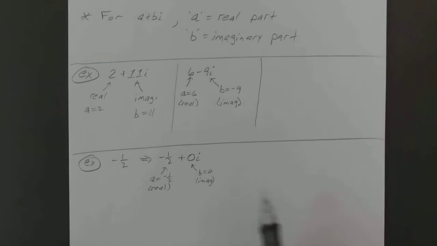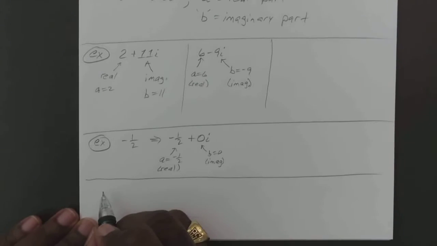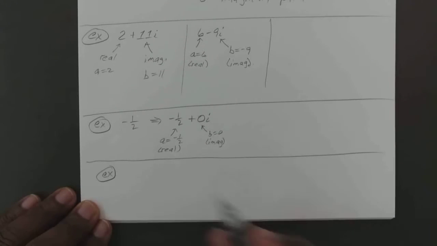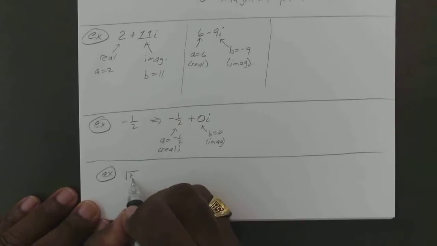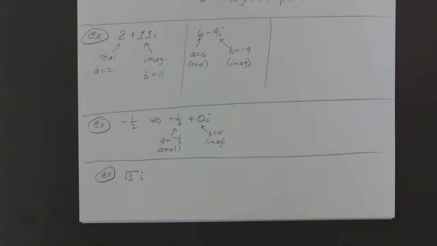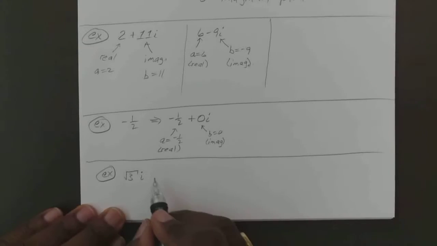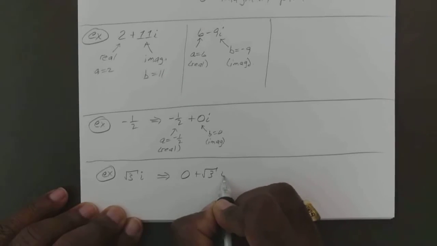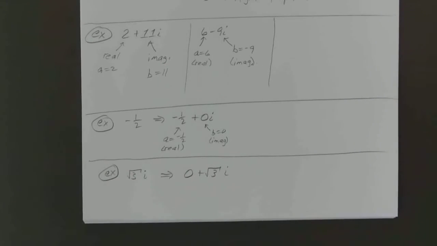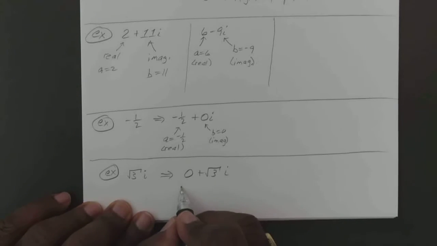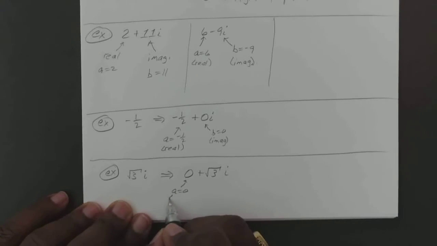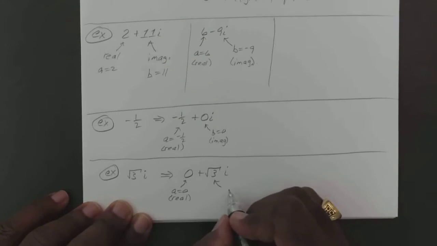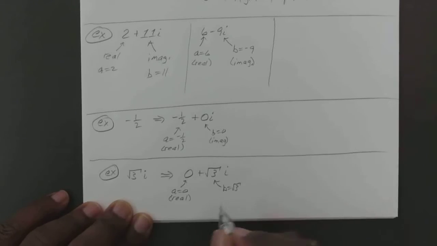Okay, so you can do the exact same thing if you had, let's say, just square root of 3i. Remember that i goes on the outside of the square root. Okay, you can actually rewrite it as 0 plus square root of 3i. Okay, where in this case, your a equals 0, that's your real part, and your b equals square root of 3, that's your imaginary part.